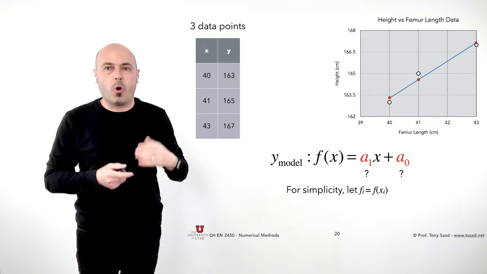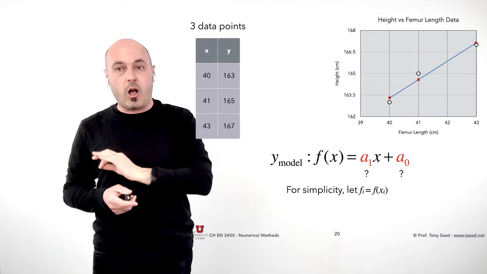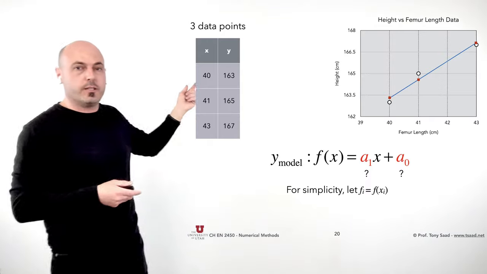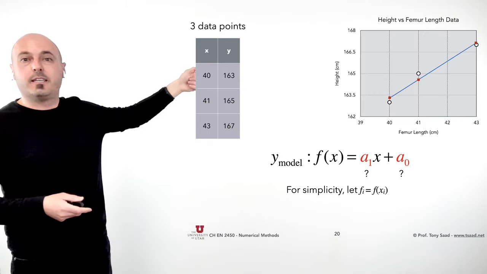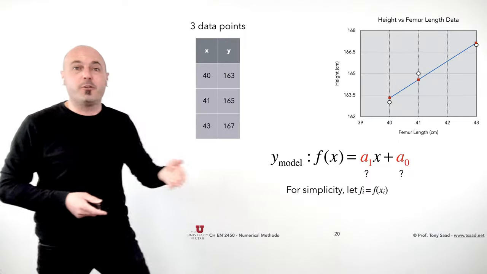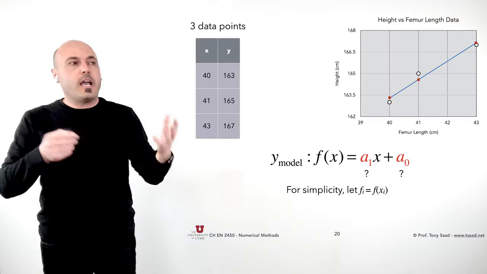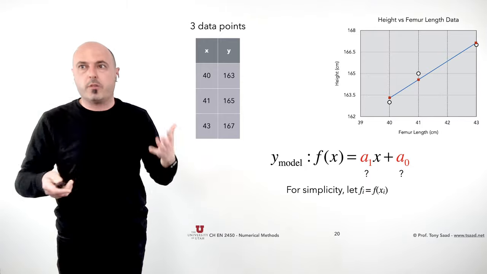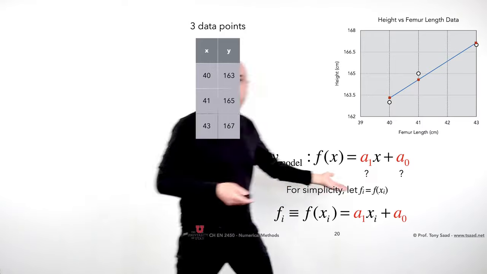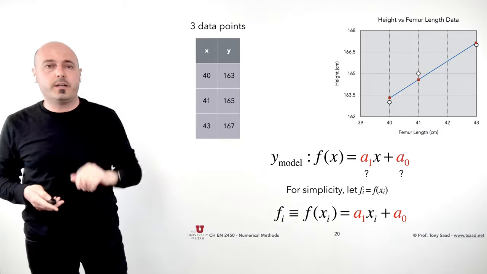Now, for simplicity, I'm going to call F the model evaluated at the input point I. So F of XI, that is the Y value of the model evaluated at the input data point XI. So X0 is 40, for example, X1 is 41, X2 is 43. Now, the Y values are given to us, but the F values, those are the values evaluated by the model, okay? For simplicity, F of XI, we're going to call it F sub I. So that's the model evaluated at the ith input data point. And then we could say that our model looks like this: F sub I is equal to A1 X sub I plus A0. You can take whichever XI you like from the input data. Here, we're just stuck with 3 data points, okay?